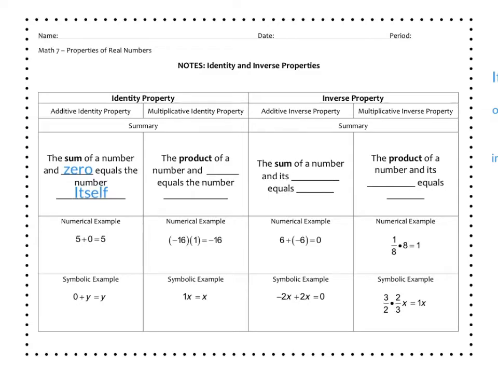We've got a couple of examples down there. 5 plus 0 equals 5. Notice when I added 0 to 5, I got 5, the number itself. I identified it. The symbolic example of that would be 0 plus y. When I add 0 to y, I still end up with y.